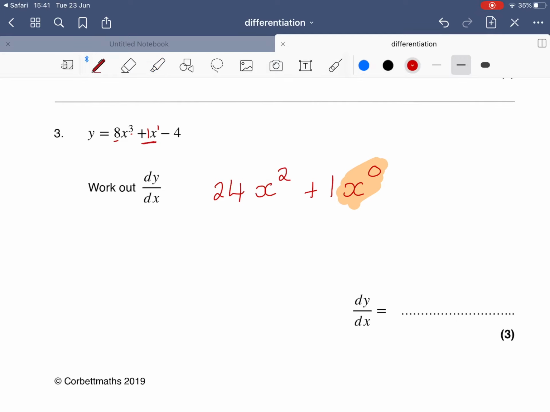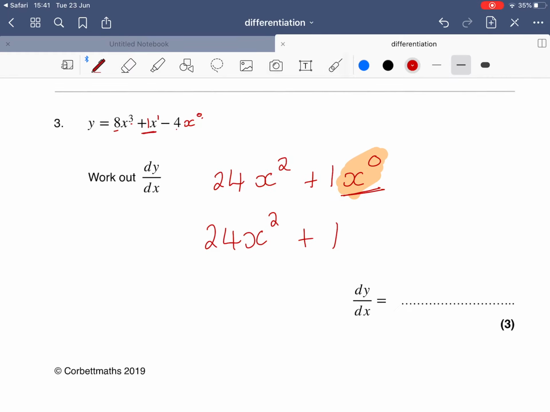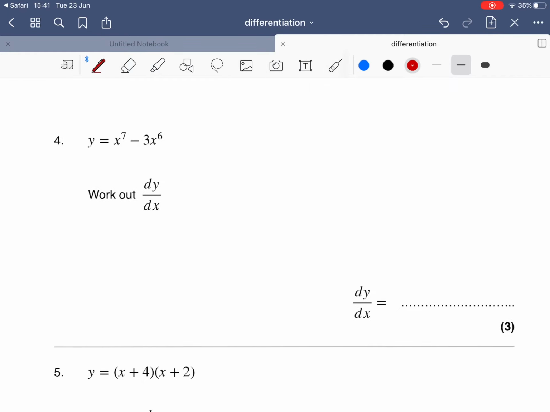Now with this next variable, you basically can get rid of it. Any number that's just by itself, you can get rid of it, because there's an invisible x to the power of 0 here, isn't there? And 4 times 0 is just 0, so there would be plus nothing. So your answer to this one would just be 24x squared plus 1, because don't forget, x to the power of 0 makes 1.